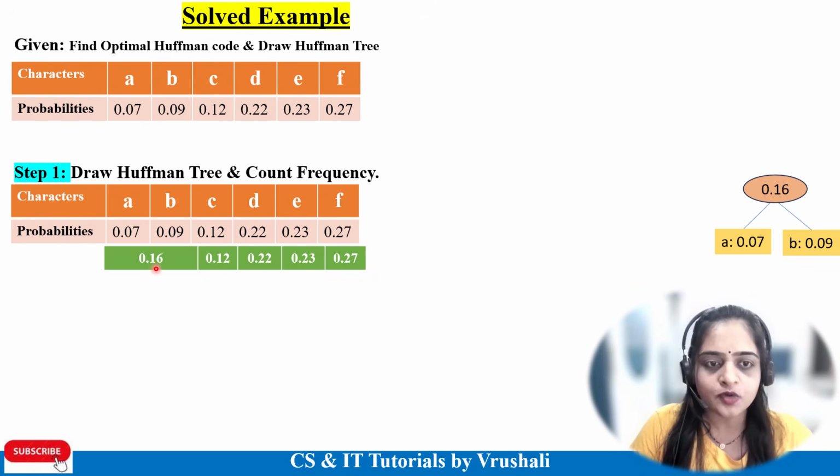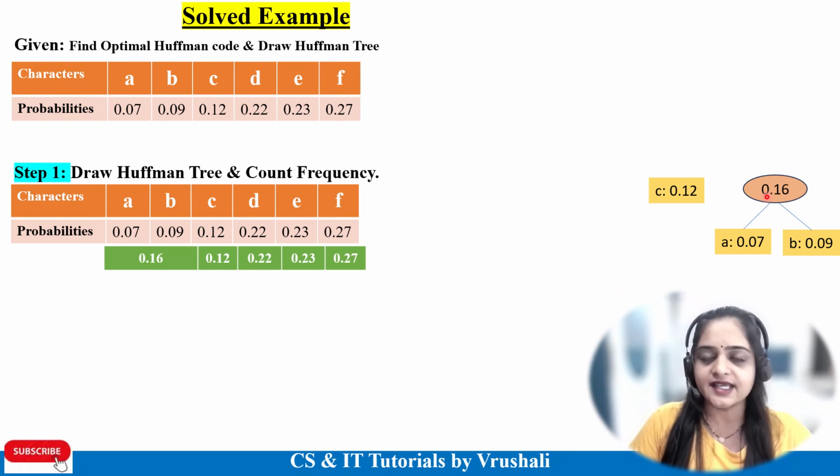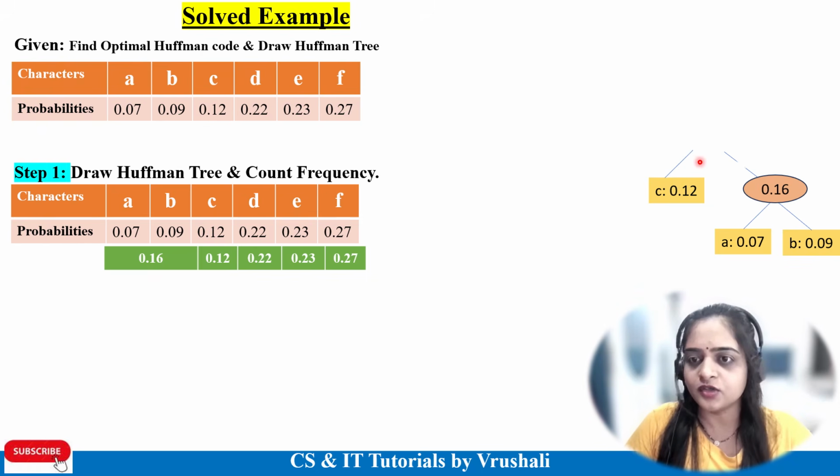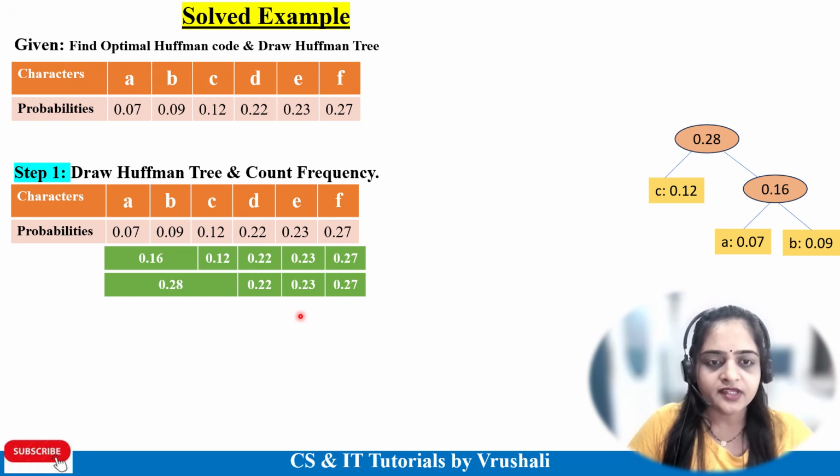0.12 and 0.16, right? So 0.16 is already there. So just mention 0.12 on the left side of 0.16 because 12 is less than 16. Clear? Now again perform addition of both nodes. So their addition is 0.28. So again write down here: 0.16 plus 0.12, answer is 0.28, and the remaining values as they are.